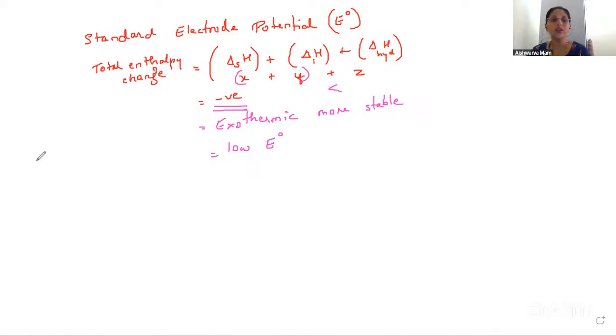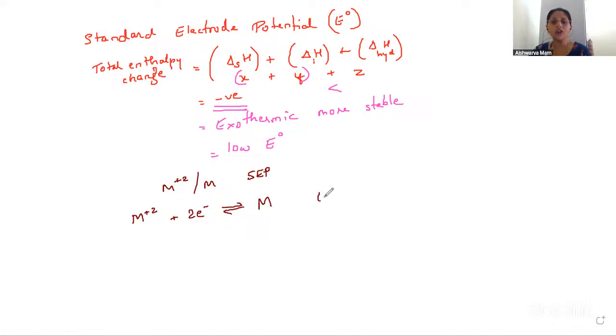How to explain this concept? Let me take an example. M plus 2 ion, which is going to form M. These are couple reactions. When we talk about standard electrode potential, you can also see it in the electrochemistry chapter. You can see here M plus 2 ion, this is the dipositive ion. When it takes 2 electrons, an equilibrium is established, and you get neutral metal M.